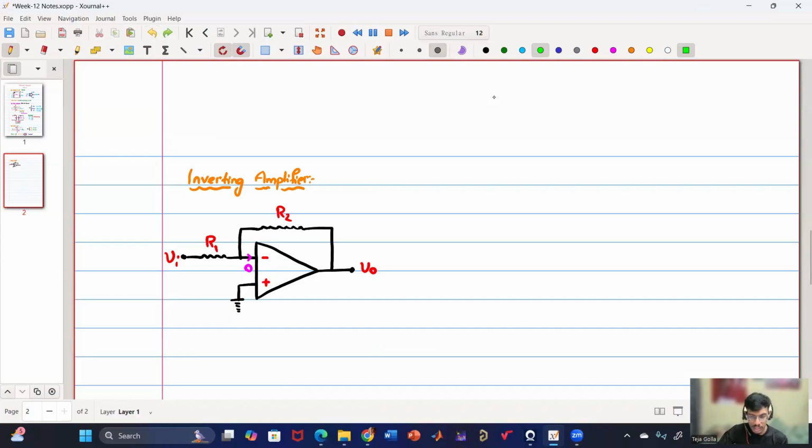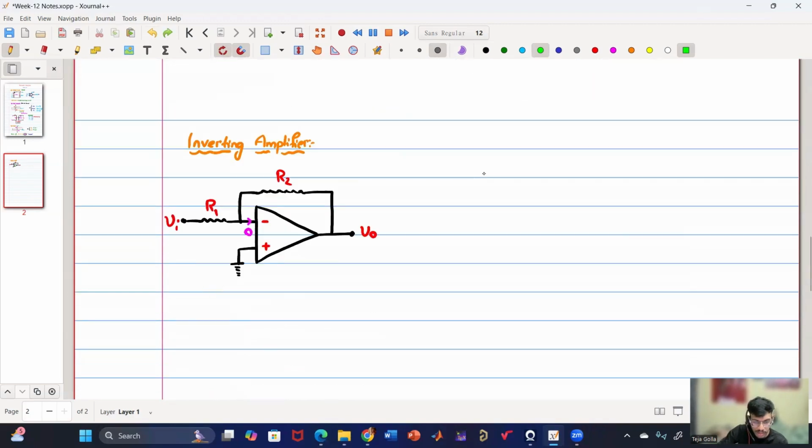Now, from the concept that we have learned, V2 equals V1. This terminal is also ground, right? Because minus and plus are virtually shorted. Agree? Because both have the same potential using this virtual short concept. Okay. So now, because the current is not flowing in that direction, I will highlight something.